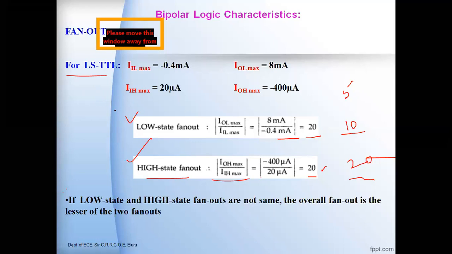So why do we need this fan out? By knowing the value of the DC fan out, we can connect the maximum number of gate inputs to that single gate output. If you connect excess gate inputs to that single gate output, the operation will deviate from the normal values.